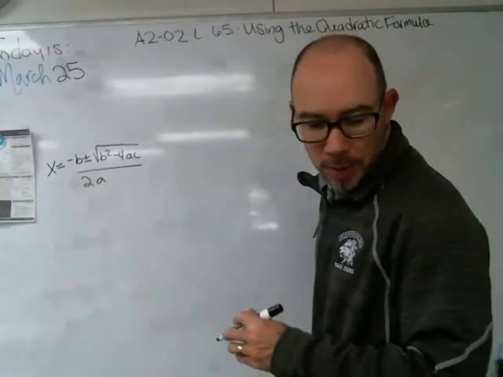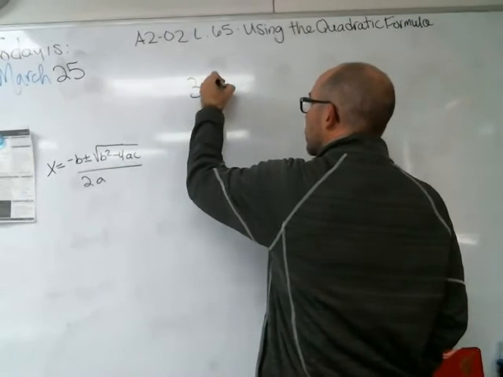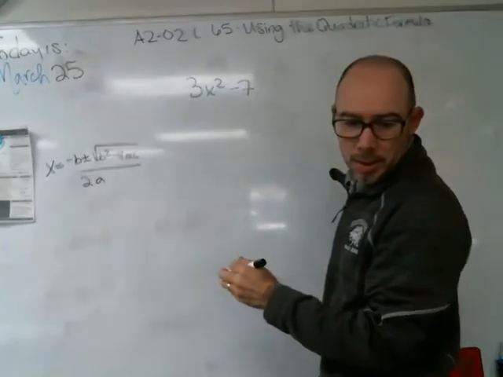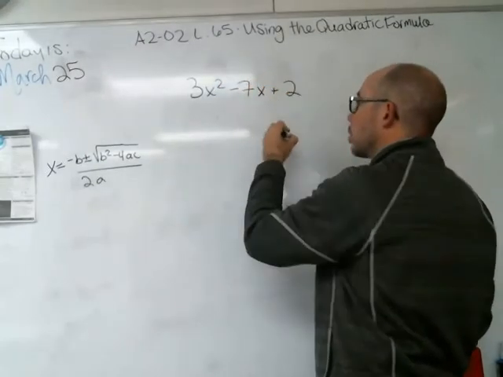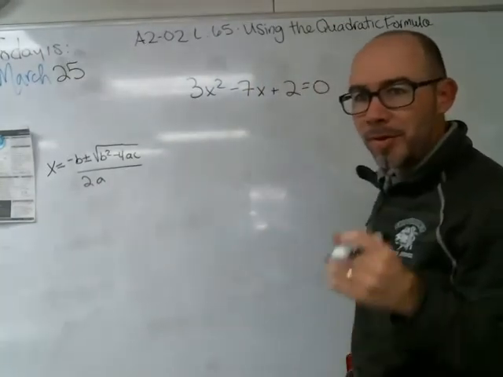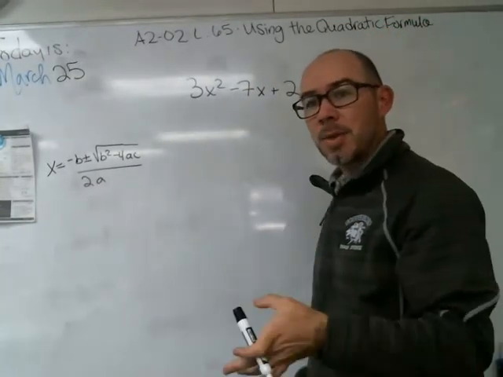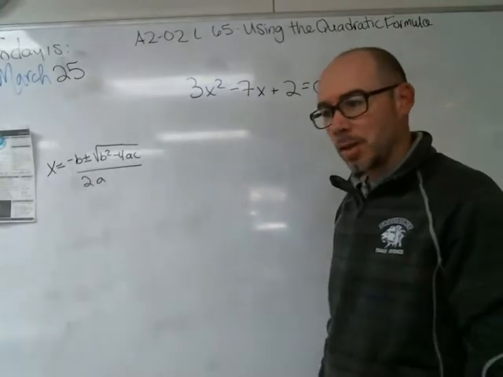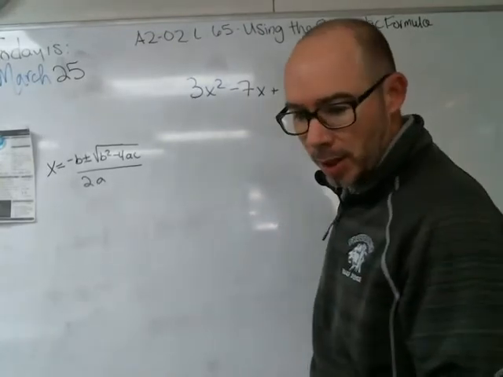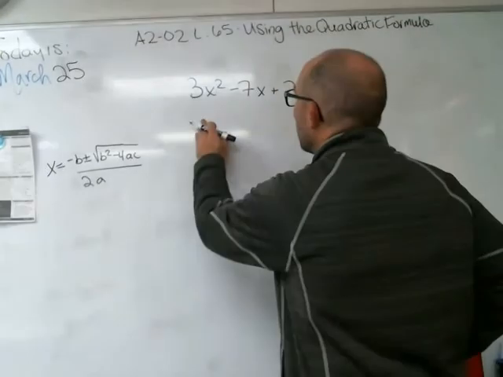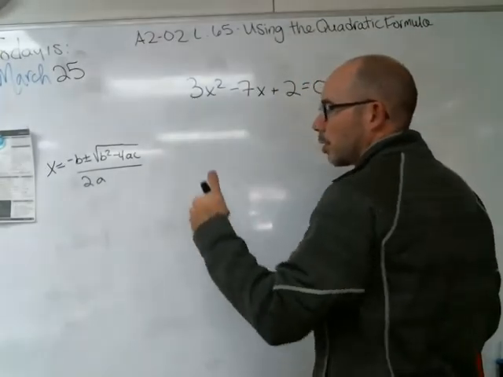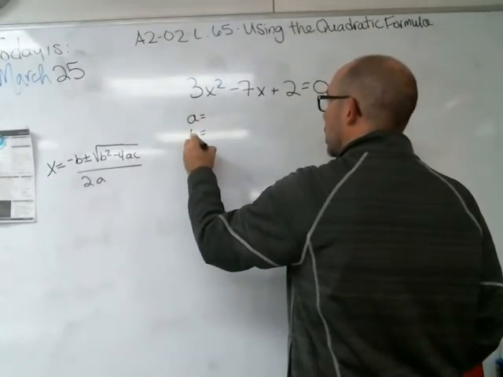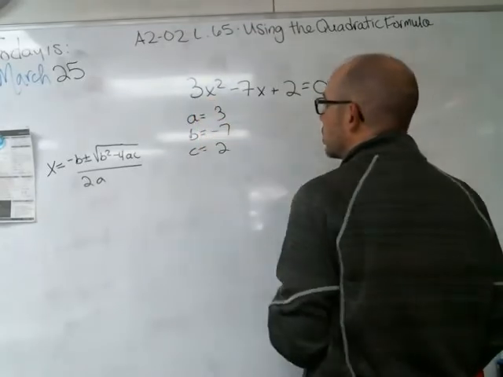Here's another one. 3x squared minus 7x plus 2 equals 0. Now what would be fun with these would be to put these on Desmos and then just make a slider for A, B, and C and then see how it changes the picture. Maybe I'll make another video of that and you can see how that works. But we've already got it in standard form, so we got step 1 down. Step 2, identify A, B, and C. We got 3, negative 7, and 2.